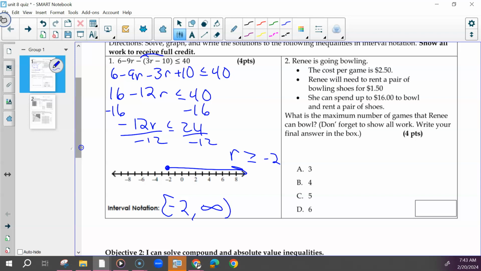So the 4 points on that were: did you solve this correctly? One point: did you get the correct inequality notation? Did you graph it correctly and the correct interval notation? Questions on any of that? No.